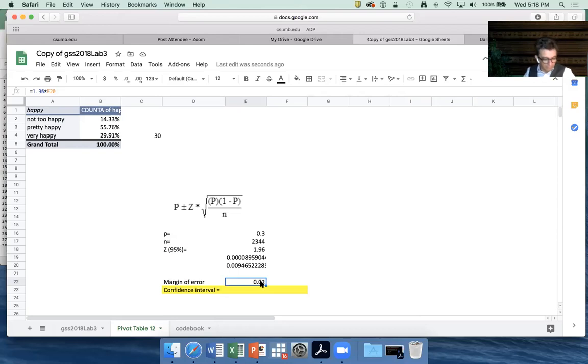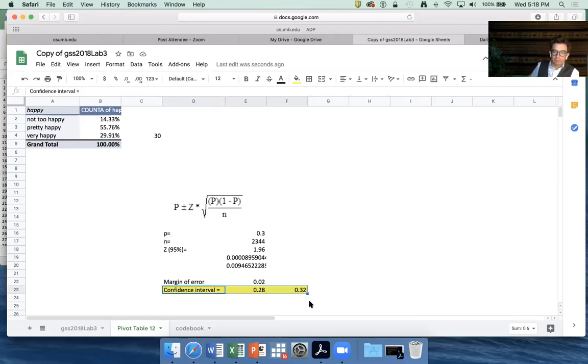Okay, now the confidence interval, again, we calculate it by its two values, right? First, we're going to subtract that margin of error from P. So this is equal to 0.3 minus this 0.02. And then we're going to add it. So this will be equal to 0.3 plus 0.02. And that's our confidence interval.